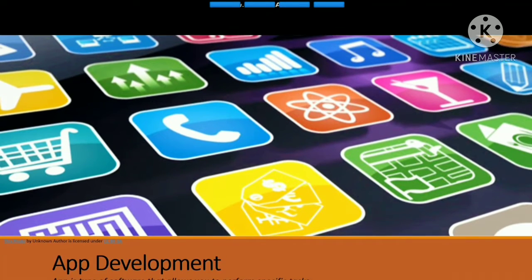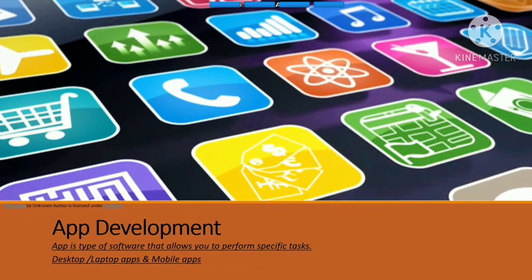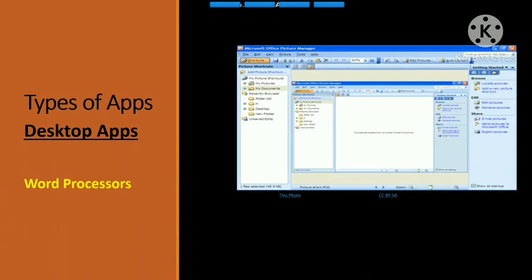So children, as you can see, in our previous tutorial we have seen the types of apps. What is an app? An app is usually a type of software that allows you to perform specific tasks. And we have also come across some desktop or laptop apps as well as some apps which run on mobile, and those are known as mobile apps.